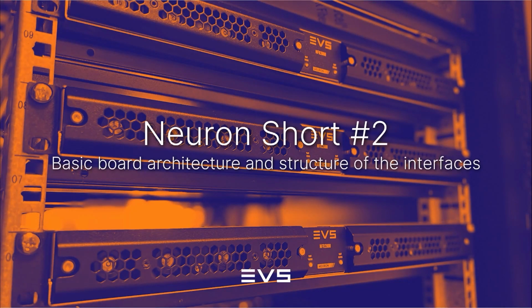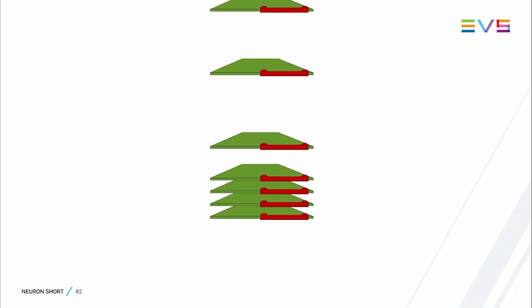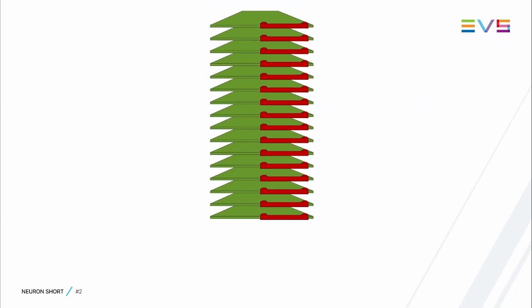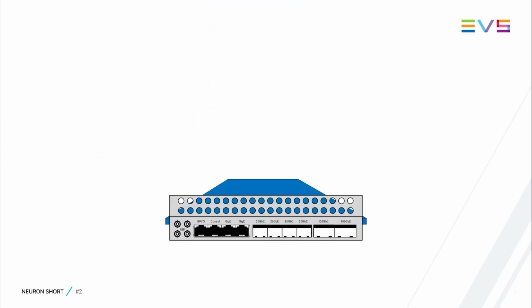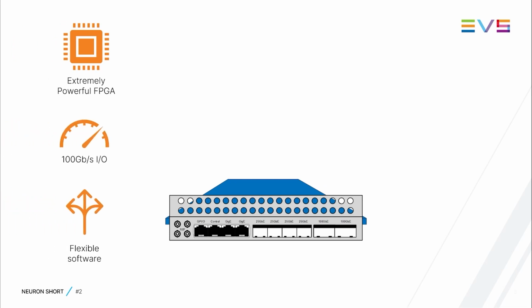Hello and welcome to Neuron short number 2 about the basic architecture of a processing board and the structure of the interfaces in Cerebrum. In the first video I explained that we designed a generic processing board with the equivalent power of 16 Synapse modules on a single card, and how the software on this board defines the board's capabilities and functionality. To be able to achieve this flexibility, the processing board has to have a certain basic architecture to which all software variants can map their functionality.